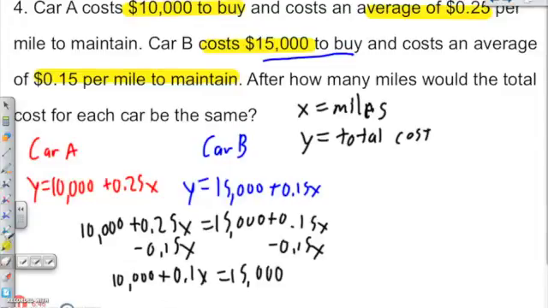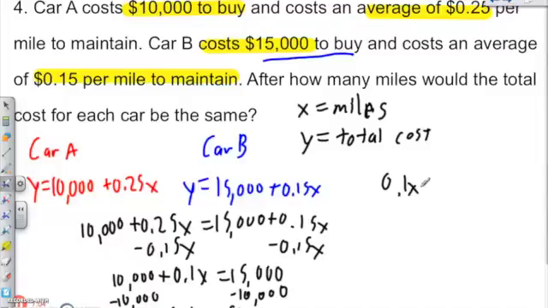Now, we also still are working to get the x by itself. So we're going to have to subtract the 10,000 from both sides of the equation. And I'm going to have 0.1x equals 5,000. I'm running out of room, so I'm just going to recopy this up here to keep us going. 0.1x equals 5,000. So the last thing we want to do, we're multiplying by 0.1. So we want to divide both sides by 0.1 or 1/10. And we're going to find that x is equal to 50,000.